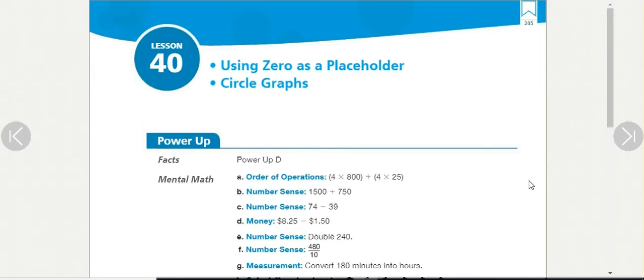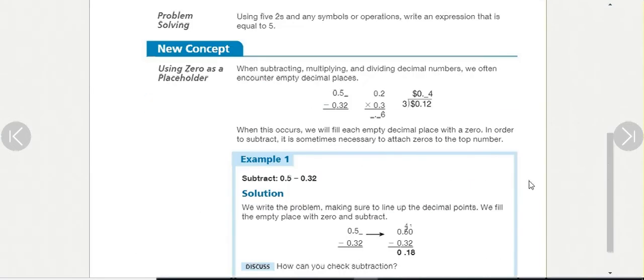This one, Lesson 40, has us talking more about 0 as a placeholder and also pie graphs, circle graphs as the book calls them. We've been adding and subtracting, even multiplying with decimals, and for once with Dax, and we're going to continue to work on a similar concept all in a row instead of jumping away and then jumping back into it later.